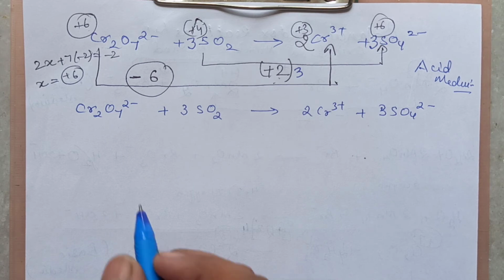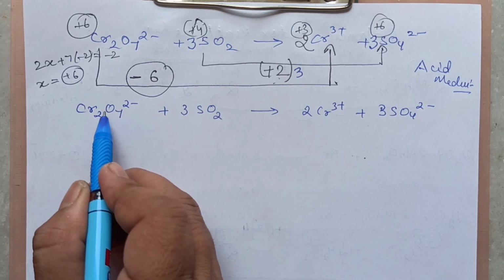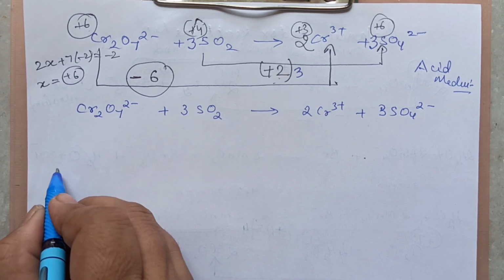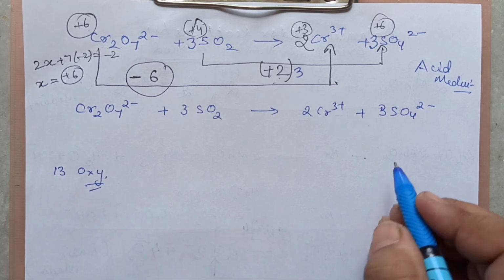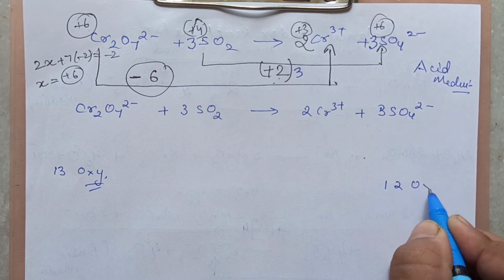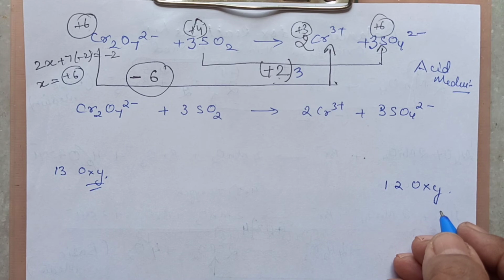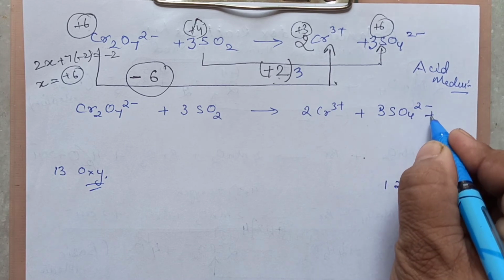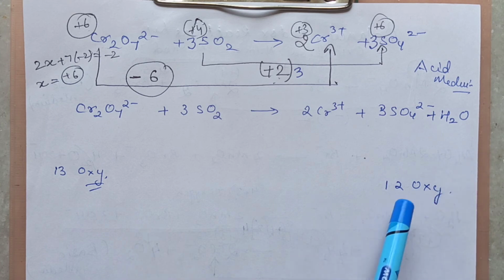Now we need to balance oxygen. How many oxygens on the left hand side? You have 6, plus you have here 7. That is 13 oxygens on the left hand side. On the right hand side, how many do you have? 12. You have 12 oxygens on the right hand side. So I will write 1 water on the right hand side, one water molecule, because one oxygen is less.